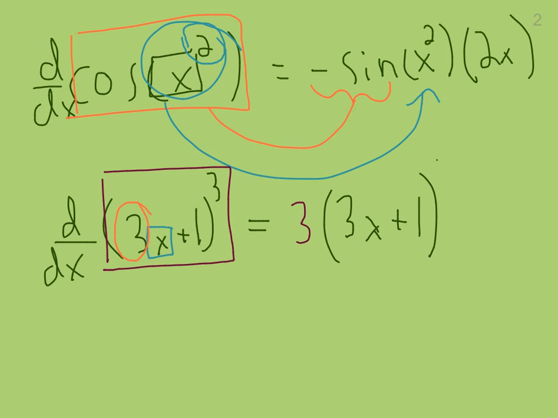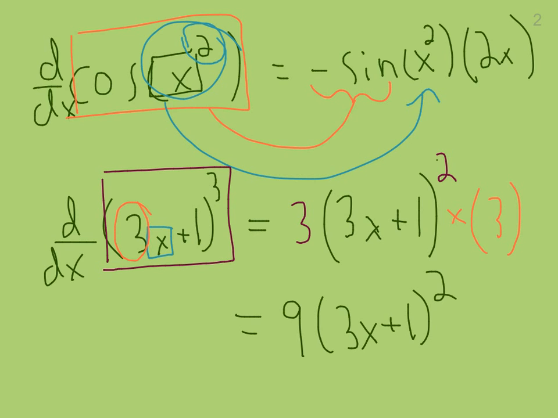squared. And now we take care of the inside. Well, what's the derivative of 3x? It's just 3. So we multiply this whole function by the derivative of the inside, or 3. So our actual derivative is 9 times 3x plus 1 squared. Another example, because that is still the easiest way to do these.